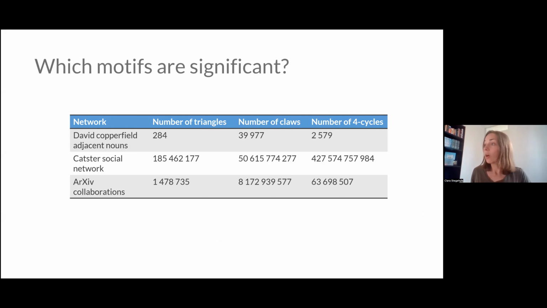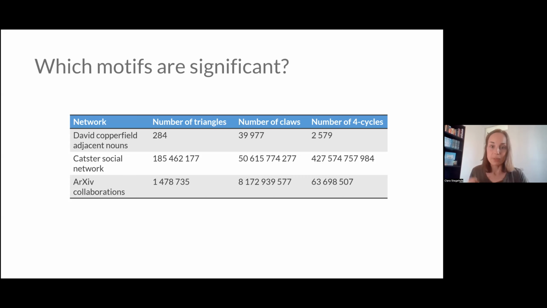And then you can wonder, okay, now suppose that I count in this David Copperfield book, I have 284 triangles. Is that more than I would expect? Or is that maybe less than I would expect? Or maybe it is exactly what I would expect. And we see in this David Copperfield network, we only have a few, but in the collaboration or social networks, we have many more.